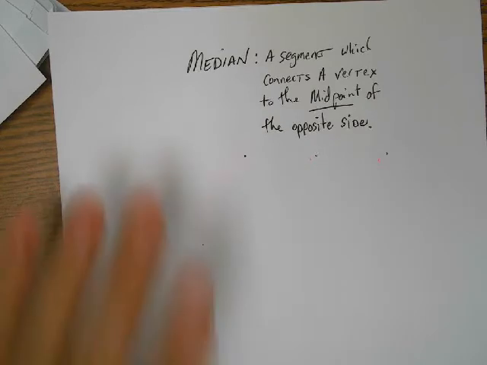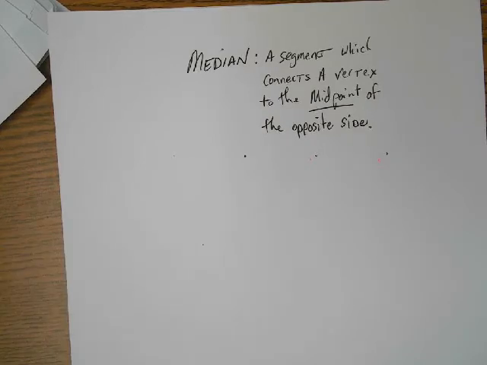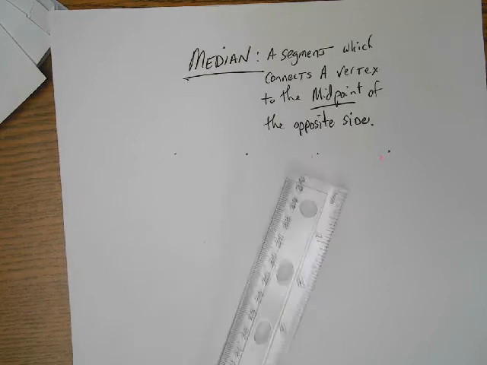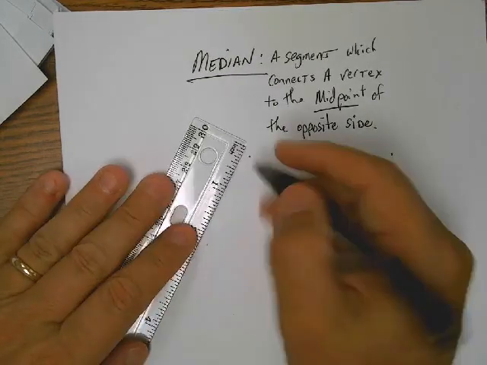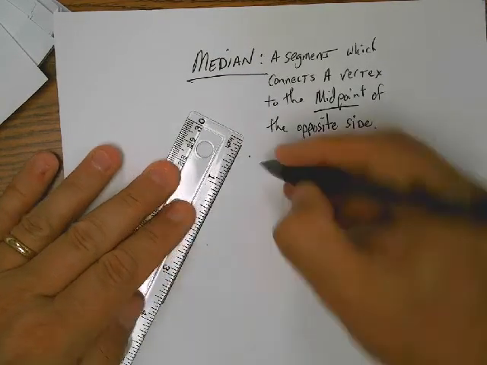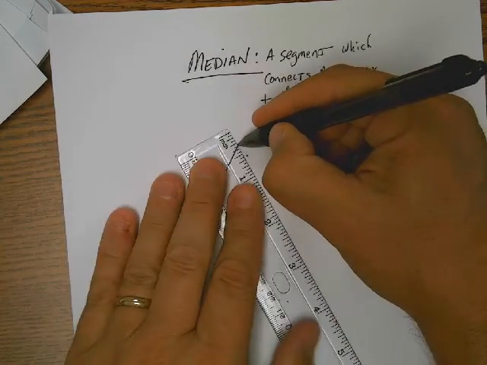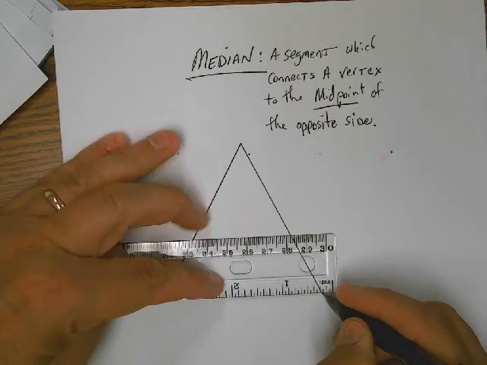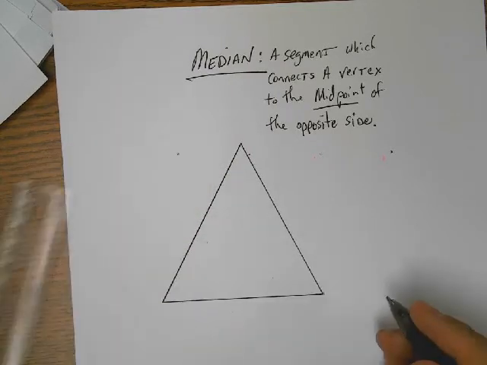A segment which connects a vertex to the midpoint of the opposite side: a median. Okay, well, then that means we've got to use an acute triangle. So give yourself an acute triangle. It doesn't have to be equilateral or isosceles. It can be, it doesn't matter. Just an acute triangle.